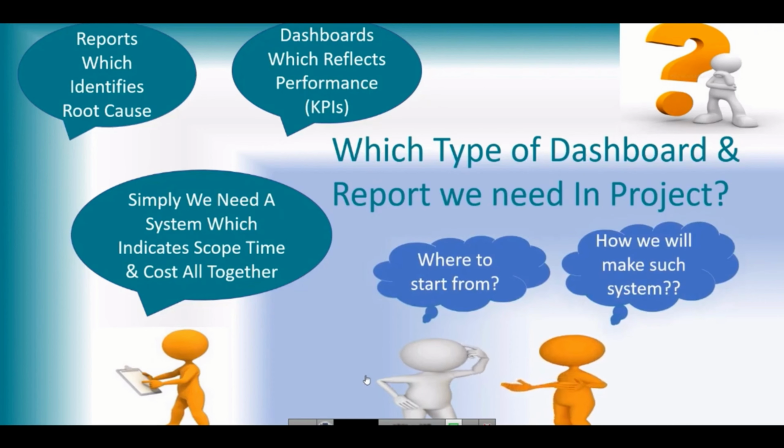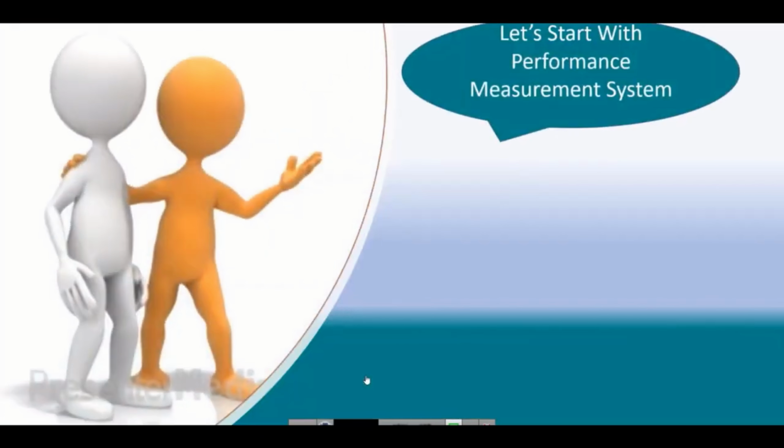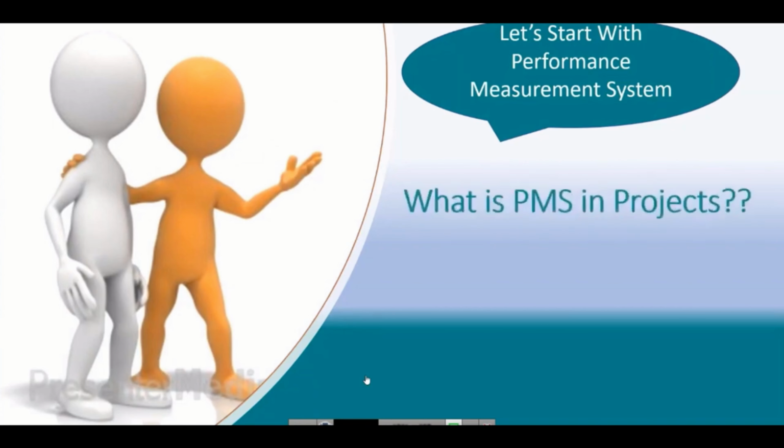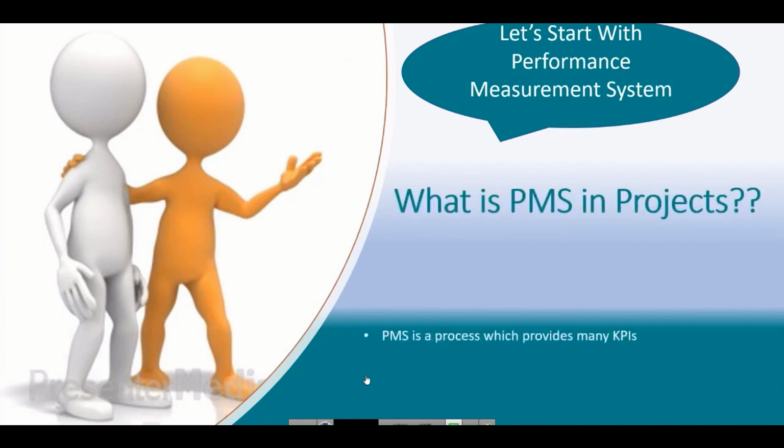So how will we make such a system, and where do we start? We definitely need to know what data structuring and data modeling we have done so far, and where to start from and what we need to do. Let's start with the performance measurement system. We need to understand the concept of the performance measurement system: what is PMS in projects?